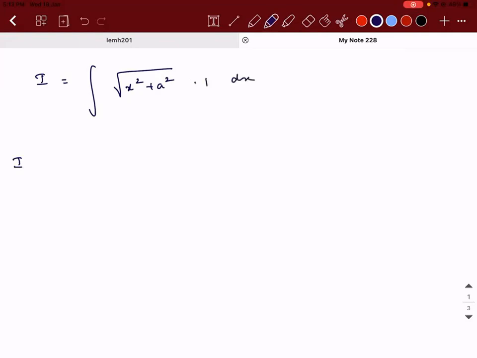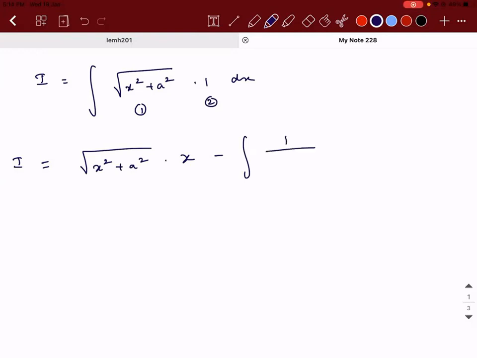I is equal to the integral of root of x square plus a square into 1 dx. Take root of x square plus a square as the first function and 1 as the second function. Very good. Then we use the UDV formula. What is it? First function into integral of the second function, that is x, minus integral of the integral of the second function into the derivative of the first function.